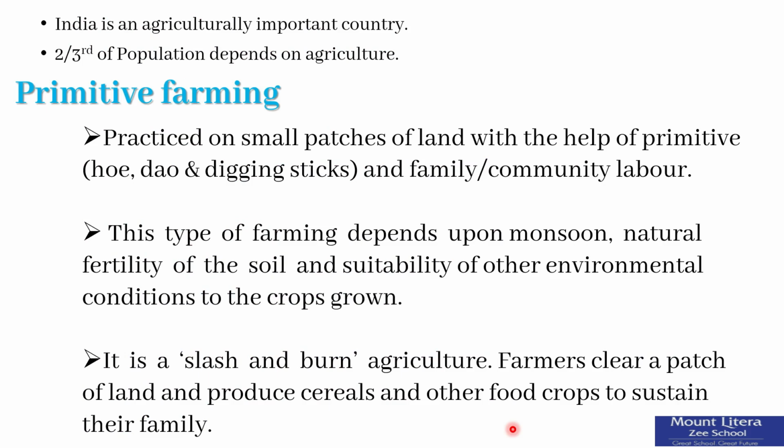Primitive subsistence agriculture is practiced on small patches of land, with the help of primitive tools like hoe, dao and digging sticks, and family community labor. This type of farming depends upon monsoon, natural fertility of the soil and suitability of other environmental conditions to the crops grown. It is a slash and burn agriculture. Farmers clear a patch of land and produce cereals and other food crops to sustain their family. When the soil fertility decreases, the farmers shift and clear a fresh patch of land for cultivation.